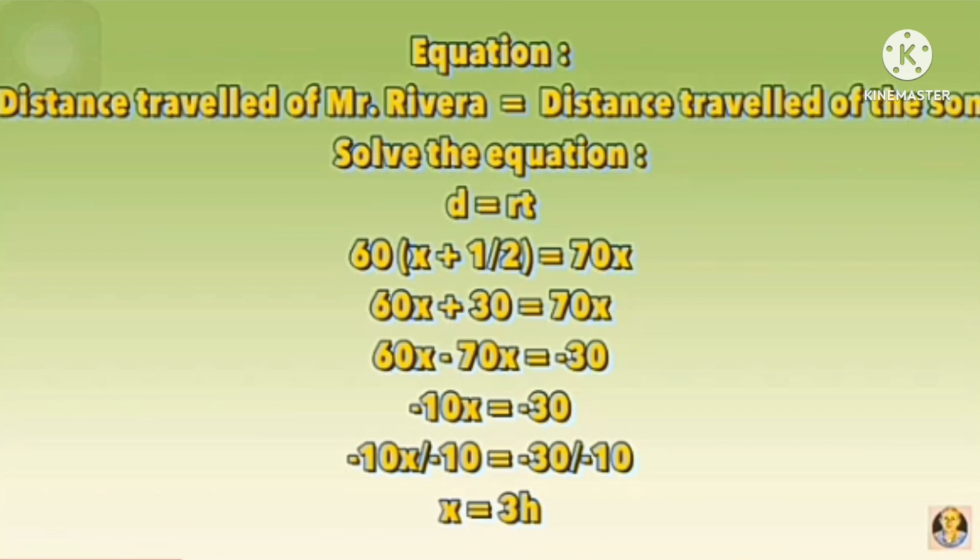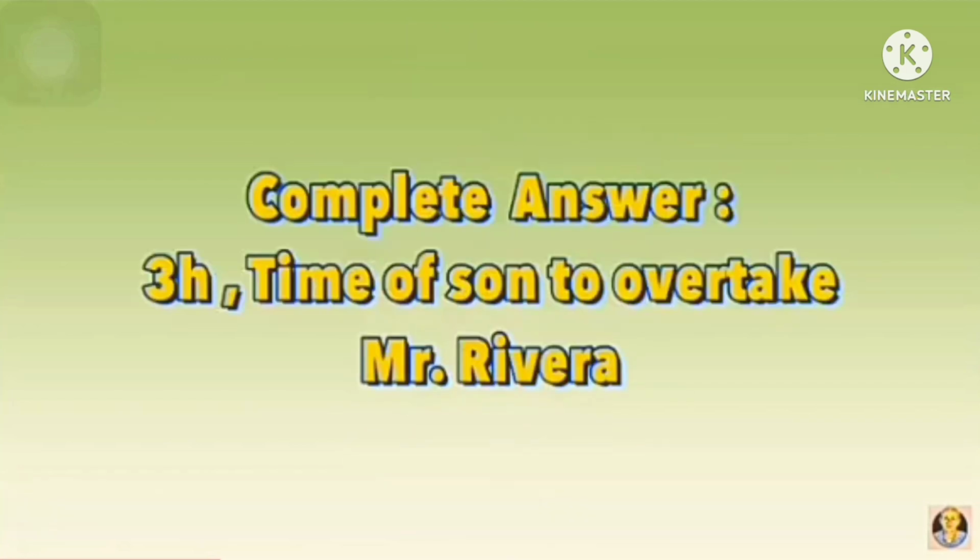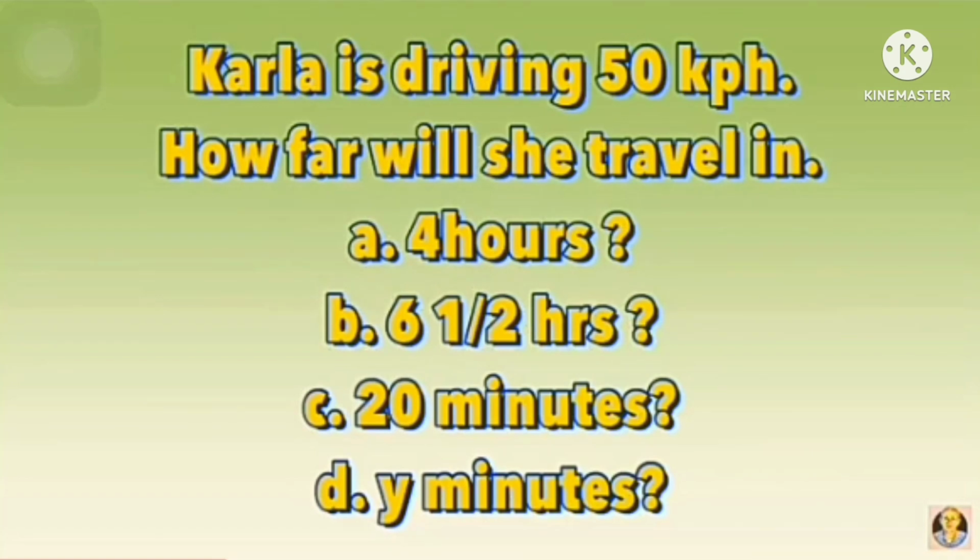And now next is to simplify. 60x minus 70x equals negative 10x equals negative 30. Okay, we're going to divide both sides by negative 10, and our x is negative 10x divided by negative 10 equals x equals negative 30 divided by negative 10 equals 3. So therefore, the time traveled by the son is 3 hours. Our complete answer: 3 hours for the son to overtake Mr. Rivera.